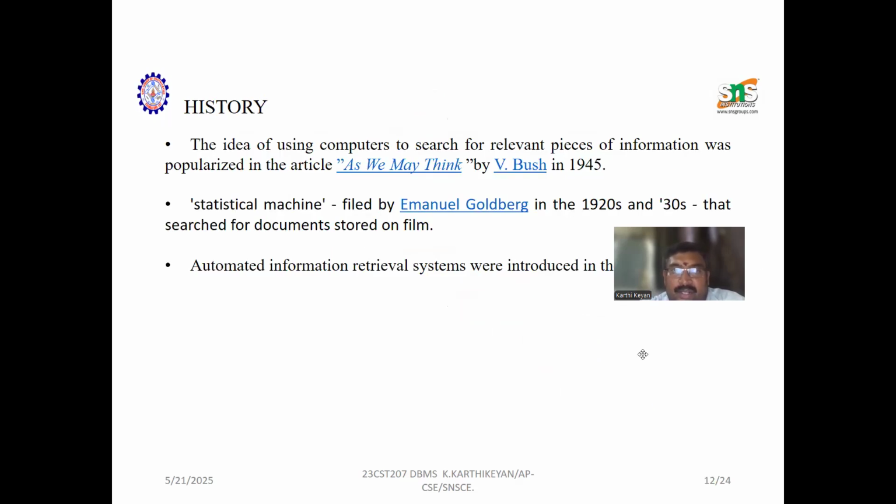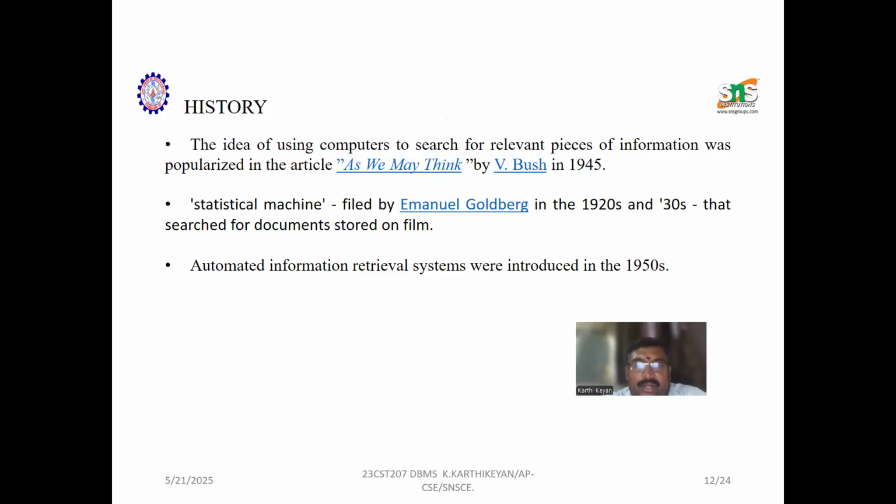So this is a history. The idea of using computers to search for relevant pieces of information was popularized, as we may think, by V. Bush in 1945. A statistical machine was built by Emanuel Goldberg in 1920-30, for searching documents stored on film. Automated information retrieval systems were introduced in the 1950s.